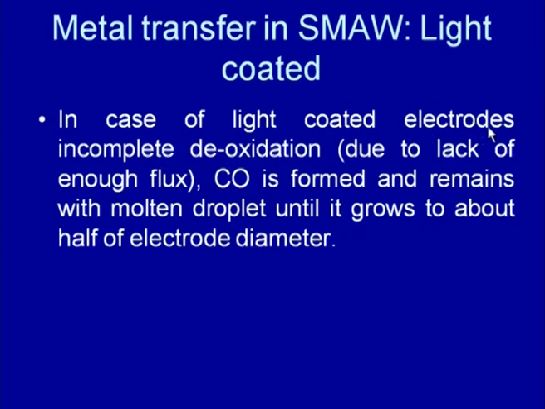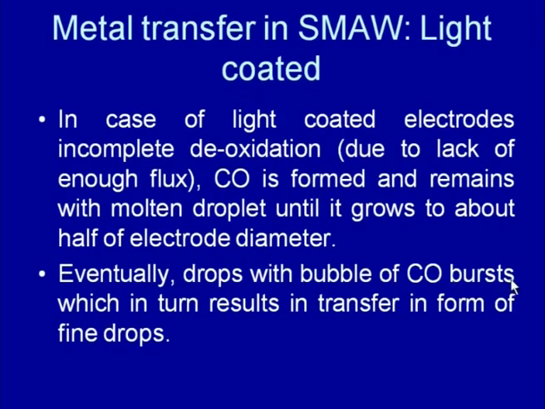Further, in the case of a light coated electrode, if proper shielding is not provided and deoxidation of the molten metal drop at the tip of the electrode is not occurring, then this will lead to the formation of CO, and this will remain with the molten metal drop until it grows to about half of the electrode diameter, and eventually the drops with the CO bubble burst, which in turn causes spray transfer in the form of fine droplets, but this will also cause a lot of spatter.